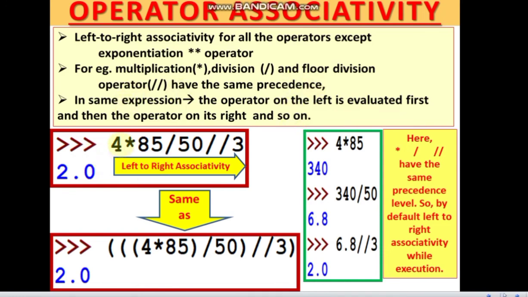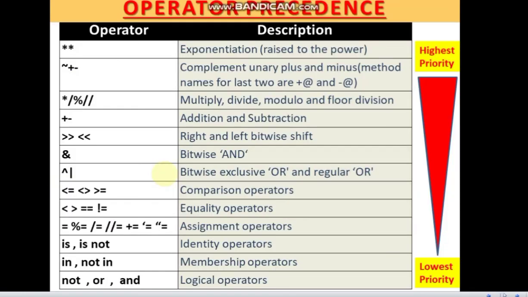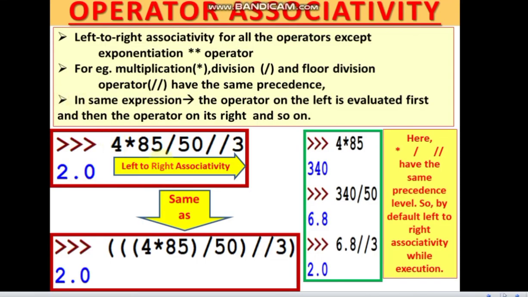So let us see this example: 4 into 85 slash 50 double slash 3. Here into, slash and double slash all have the same priority level. If you look at the table, they are at the same level. Now what will happen? In that case, the execution will take place from left to right. That means 4 into 85 first gives 340, then 340 divided by 50 gives 6.8, and then 6.8 double slash 3, that is floor division, gives an integral value 2.0. I have shown the breakup of this calculation also over here.